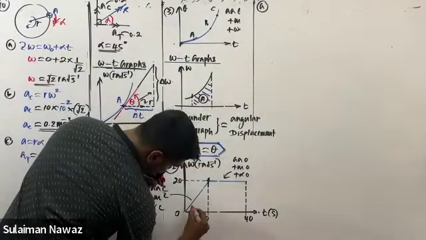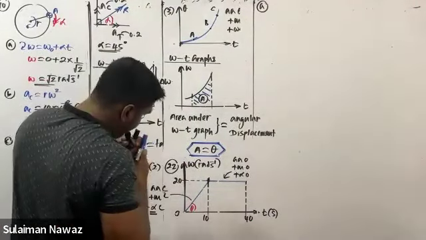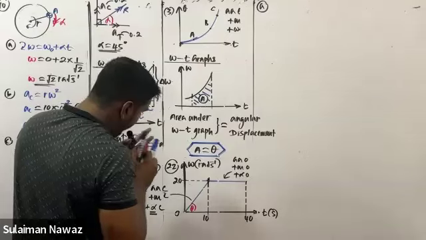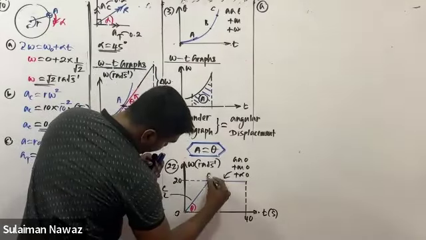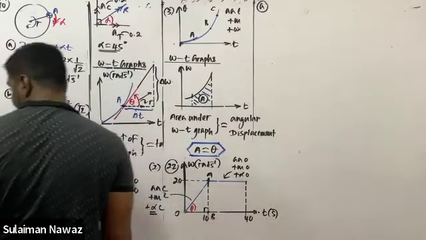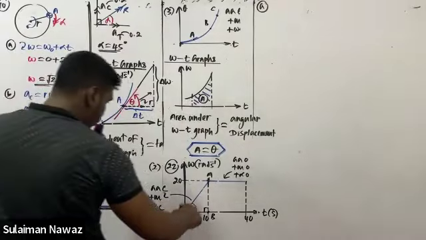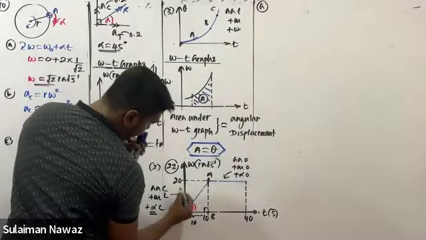This angle is, let's say, theta. Tan theta means what? If you consider this point as point O, this point as point A, and this point as point B, you can take the OAB right angle triangle. This is 10, this is 10, this is 20.